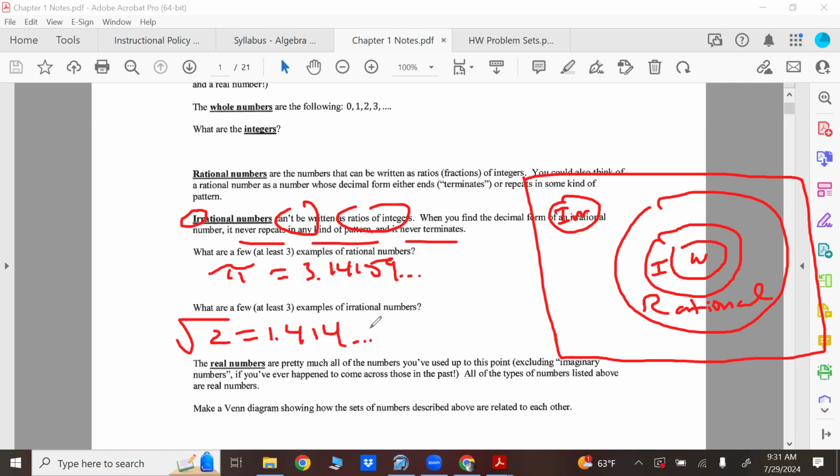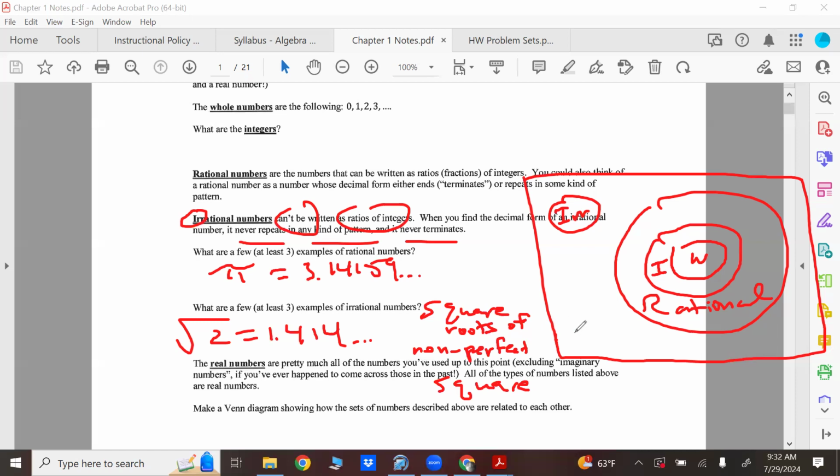Those are all examples of irrational numbers. They can't be written as a ratio of two integers. Basically like square roots of non-perfect squares. Actually, why am I doing that? Like another example, root 5. But root 4 is 2, so that's rational.